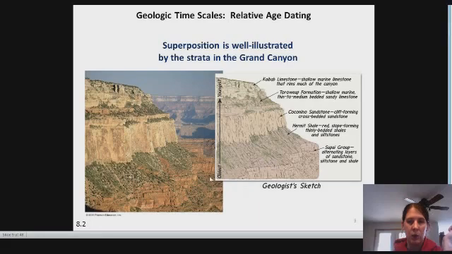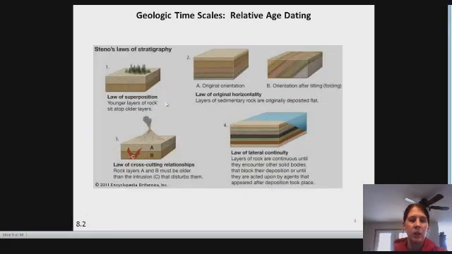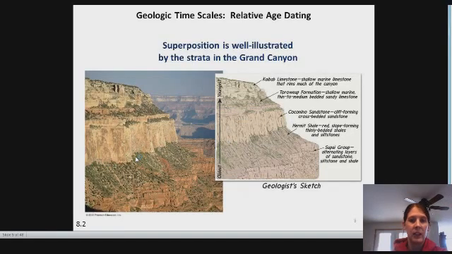You see how everything is very horizontally bedded? Okay, we have a really good picture of superposition and of your law of original horizontality. So see, everything is very horizontal there. It's very clear and easy to discern.